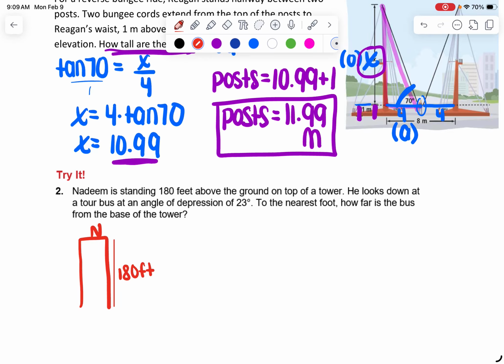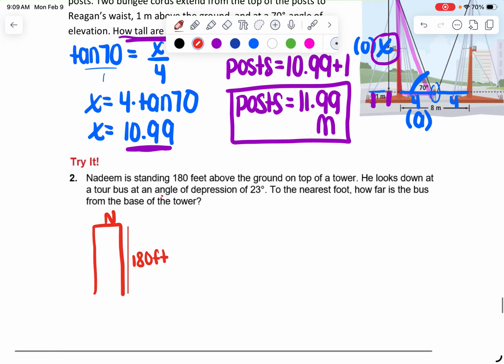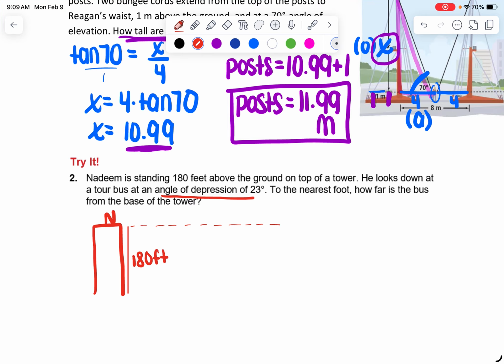And it says he looks down at a tour bus at an angle of depression of 23 degrees. So remember, for angle of depression, we want to draw a horizontal line straight across, and then the depressing line is going to go down like this. So this part right here is going to be 23 degrees. And it says to the nearest foot, how far is the bus from the base of the tower? So we have a bus here, and the tower's here. You're trying to find this length right here, and we have a 90-degree angle.